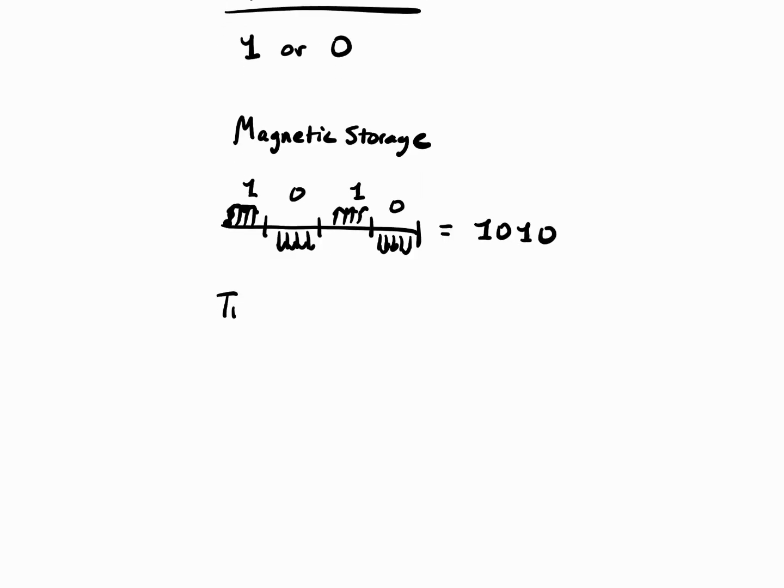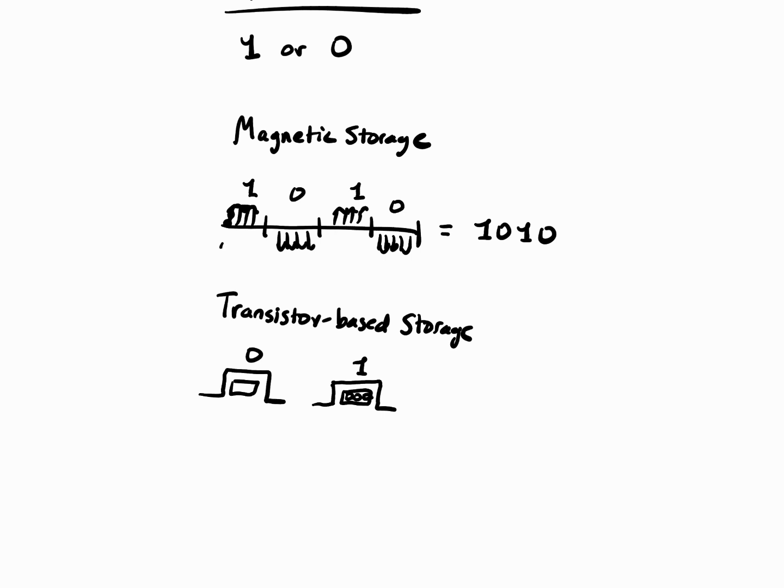Another option is transistor-based storage. Now, this is used in stuff like flash memory, and it essentially consists of what you can think of as an array of tiny little boxes that can either be empty, representing the bit 0, or be filled with electrons, representing the bit 1. Now, for any classical bit, you have precisely these two options, nothing more, nothing less. Each individual section of magnetic storage would either store a 1 or a 0, or each individual transistor in transistor-based storage would either store a 1 or a 0.